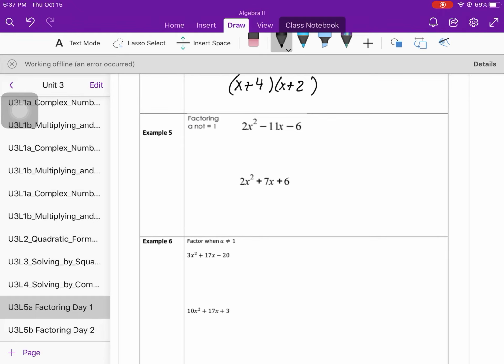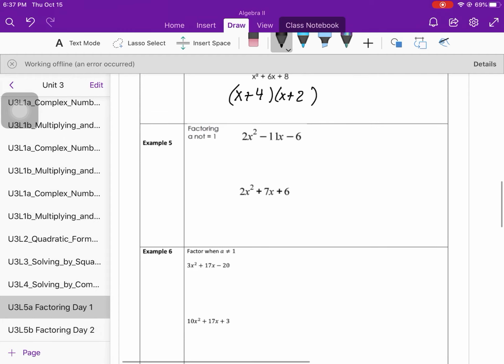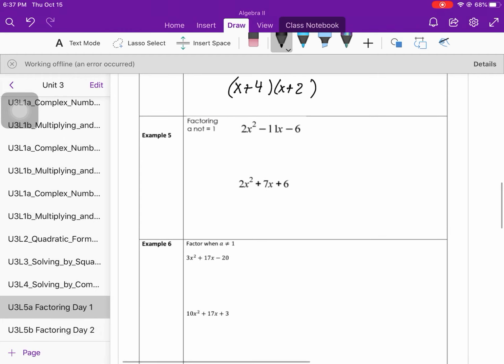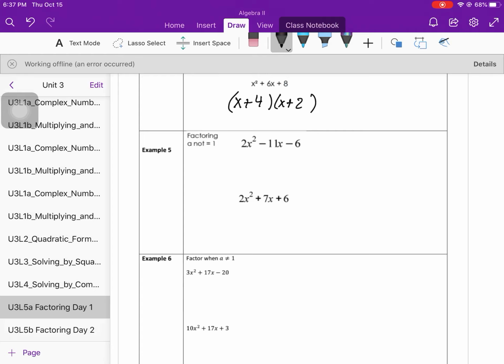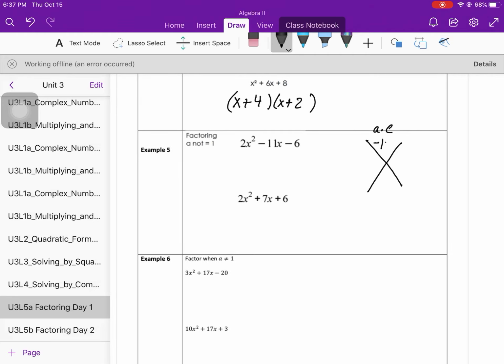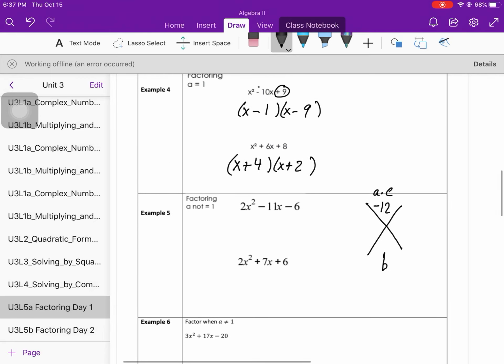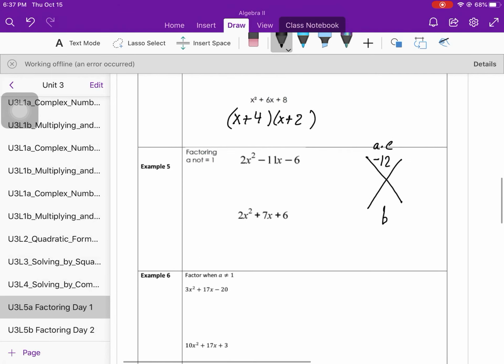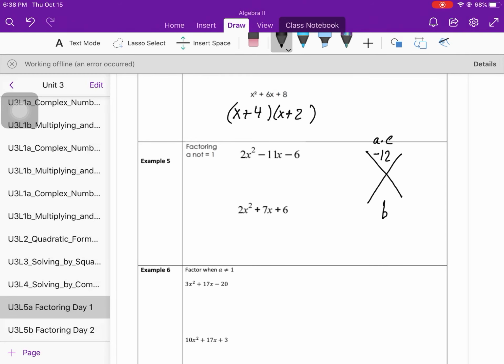All right, now we're getting into territory where a does not equal 1. For this one, there's an interesting method that we can always use. It's called the box method. What we do is a times c, so negative 12, and then down here is b. This is something I will definitely show in class too. If you have questions on this method, it's just one that you have to practice to understand. But it works every time, so it's kind of nice.